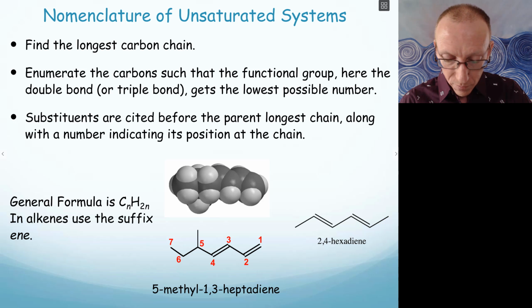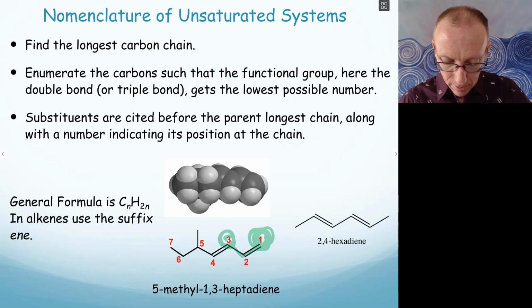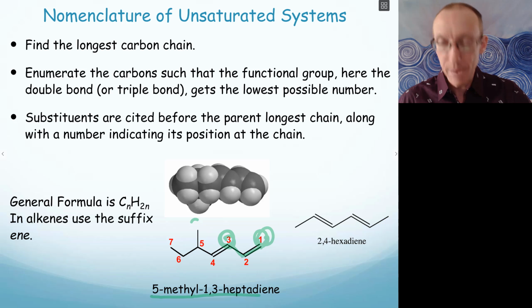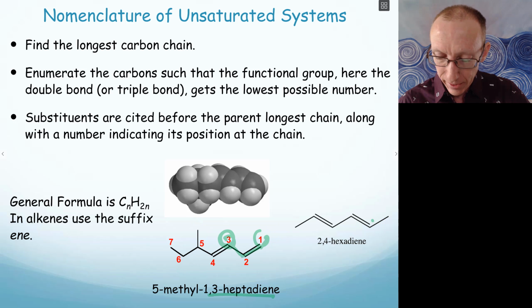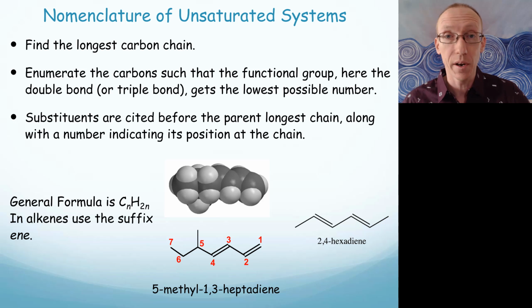And so this compound, we've started numbering at this end because it's closest to the first alkene. So it's a 1 and then 3 diene. So it's 1,3-heptadiene because it's a 7-carbon chain. And at the 5 position, there's a methyl group. So it's 5-methyl-1,3-heptadiene. This one here, we can number from either end because it's symmetrical, and we would get 2 here and 4 here, so it's a 2,4-hexadiene. And I'll leave it to you to work out whether that's E or Z at each one of those double bonds.